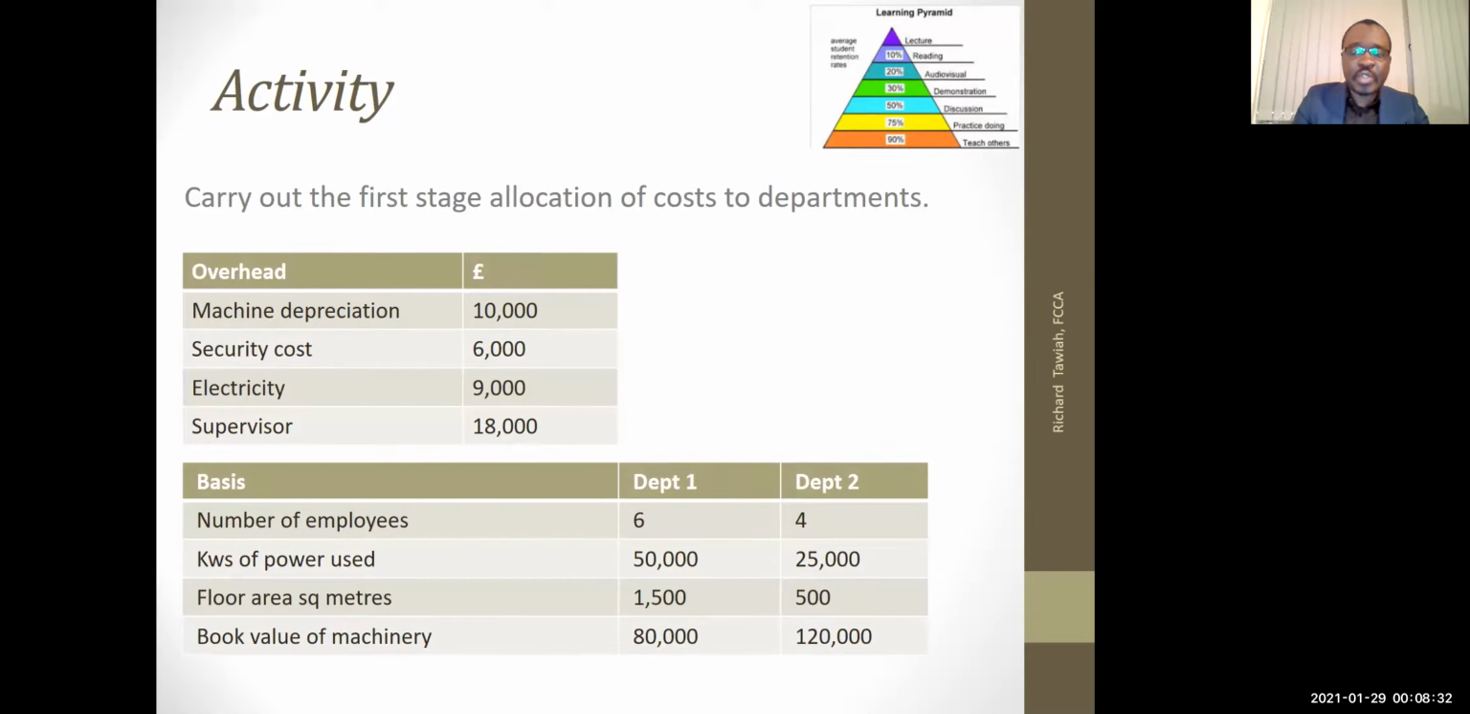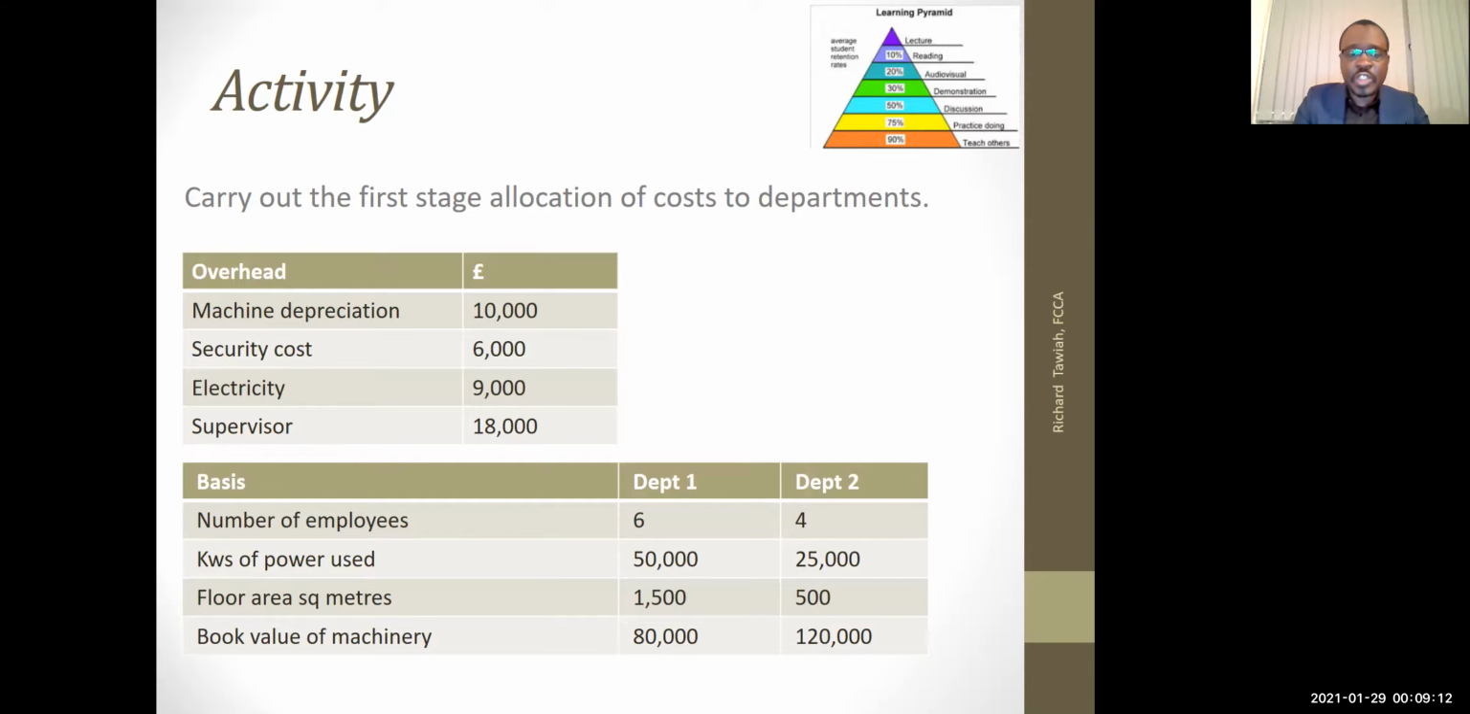So these are the ones that will help us to identify the cost, to get the specific unit cost for each of them. So for department 1, what is the total number of personnel that the supervisor supervises? 6 plus 4 is 10. So do simple ratio and proportion. For department 1, it is 6 divided by 10 times the 18,000. Do the same for the kilowatts. Add the 50 to the 25, 75, and then use simple ratio and proportion: 50,000 divided by 75,000 times the electricity cost of 19,000, right?